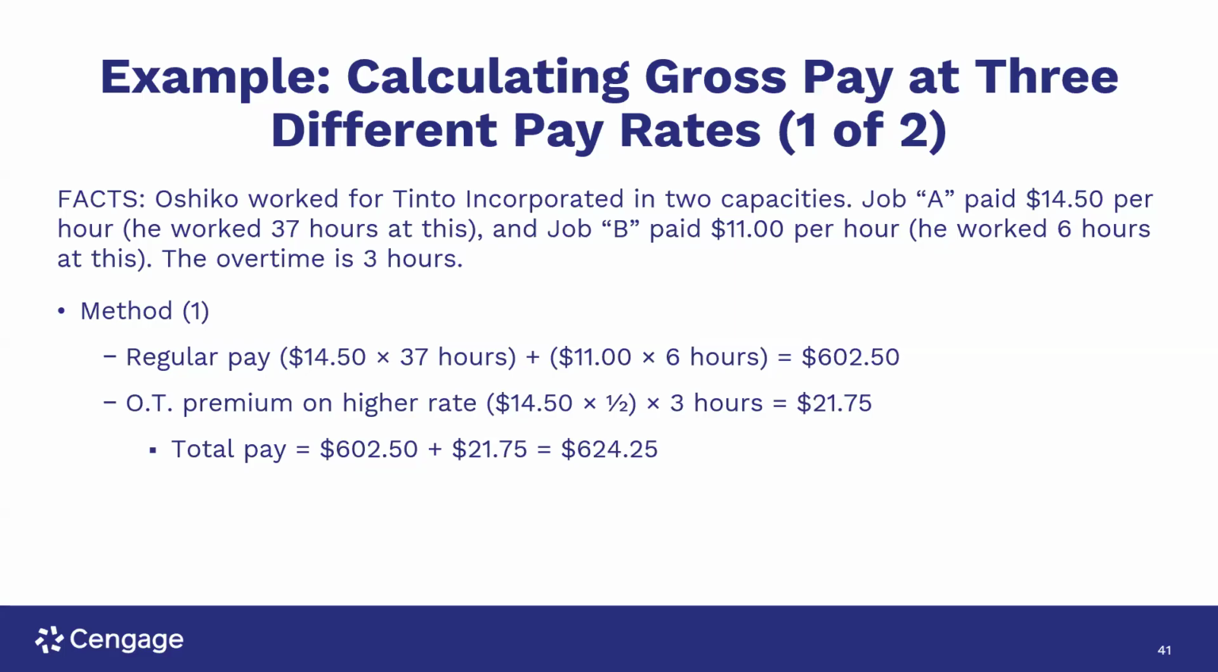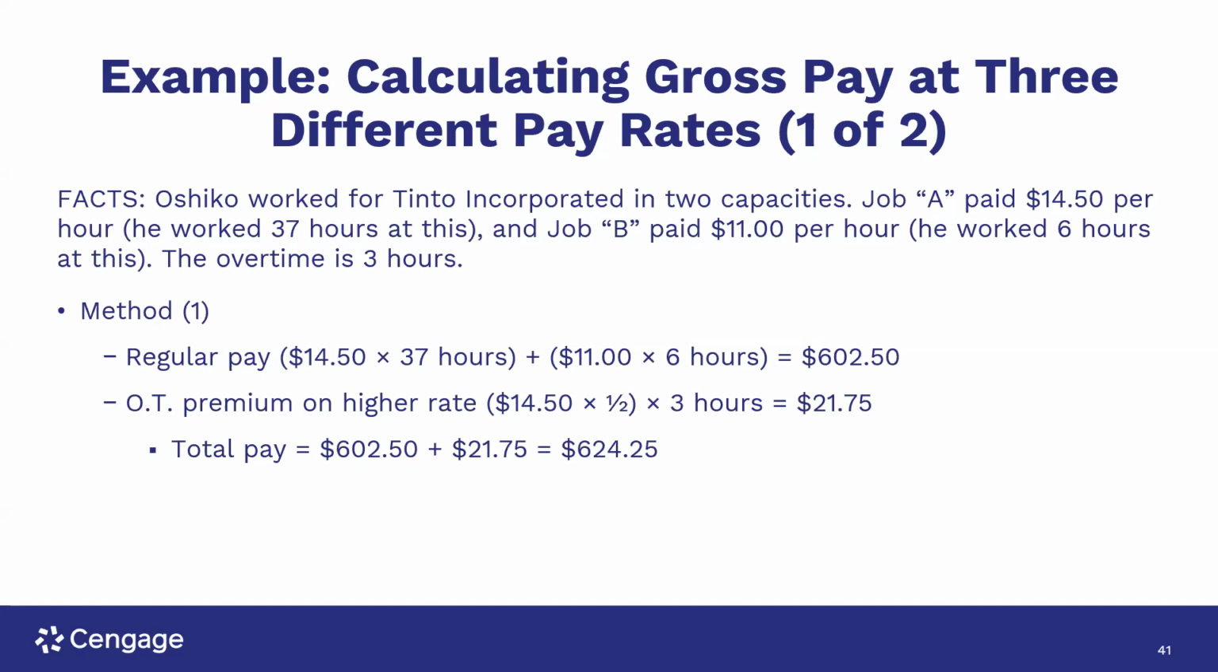The employee works for Tinto Incorporated for job A, paying 14.50 an hour. Job B paid $11 per hour, and 6 hours at job B, but only 3 of those hours are overtime hours.